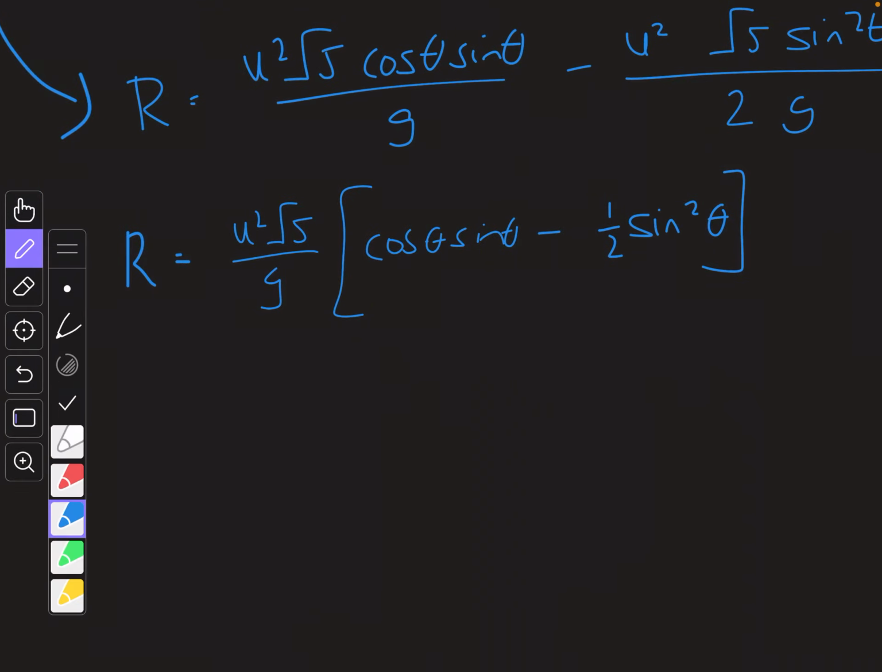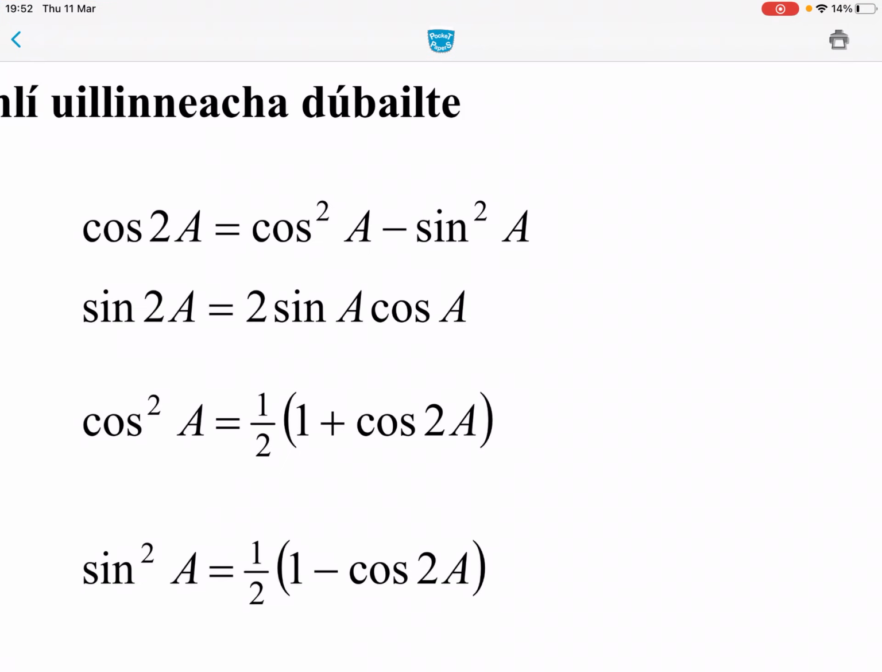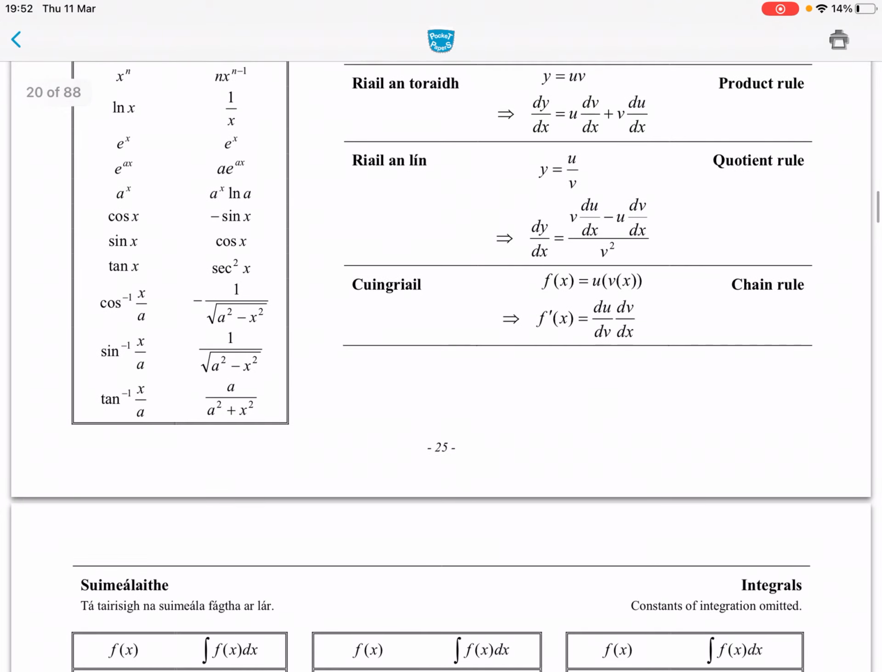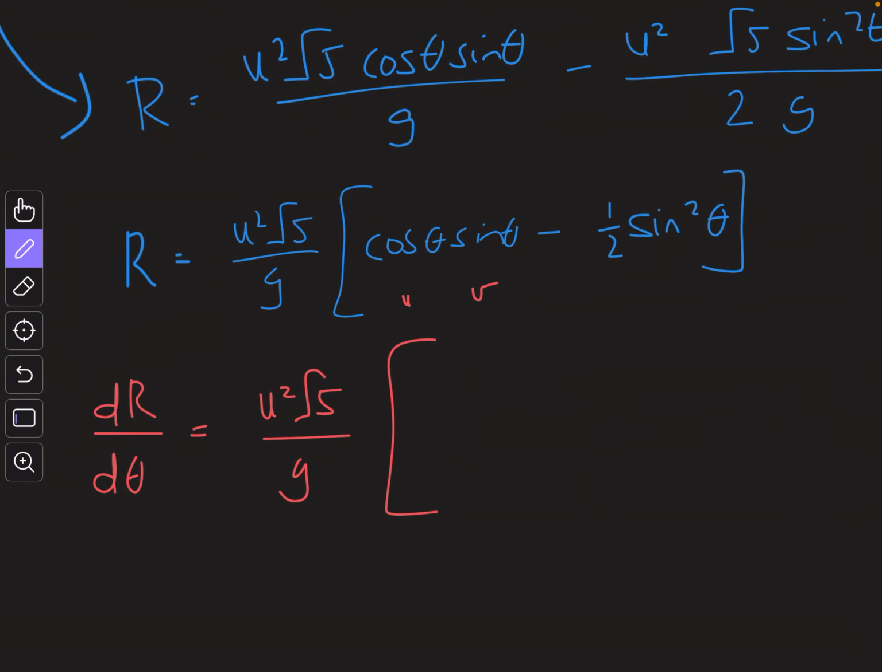So dR d theta, let's differentiate it. Remember, a constant just stays as it is, so I'm going to leave this alone for a minute, and multiply it by all that differentiated. If I call this u and I call this v, it's worth double checking your differentiation rules and making sure you're not making silly mistakes. Going down to differentiation, your product rule is there: u dv dx plus v du dx.